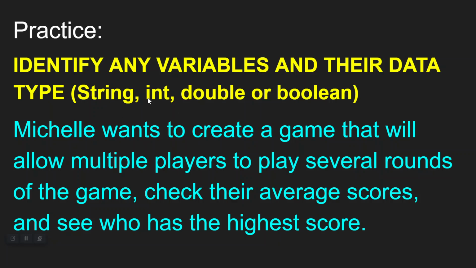Now you would probably need integers to store the score that they play on each round. But then when you create the average, you're going to need a double because, of course, if you play 3 rounds of a game and then you average your score, there's always a potential for a decimal point. So you would want a double for your average score, but integer for the score itself.